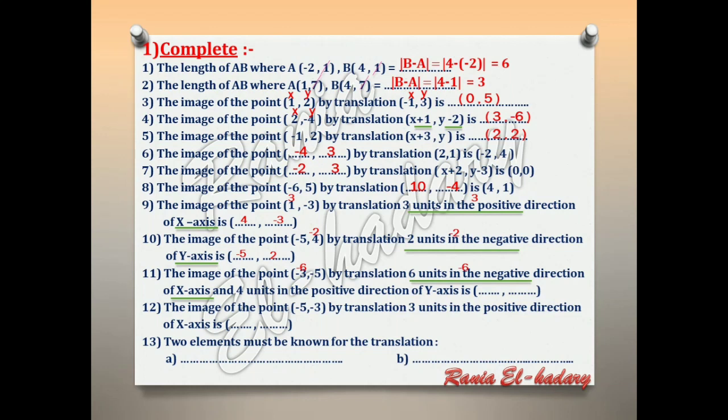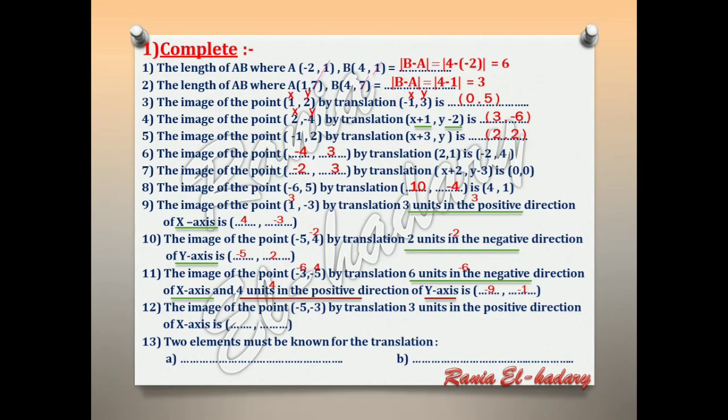And 4 units in the positive direction of y-axis. Yes, we have 4 units in the positive equal 4. In any direction, y or x? Yes, y. So write number 4 above negative 5. The answer equal what? Negative 6, negative 3 equal negative 9. 4 minus 5, yes, negative 1.